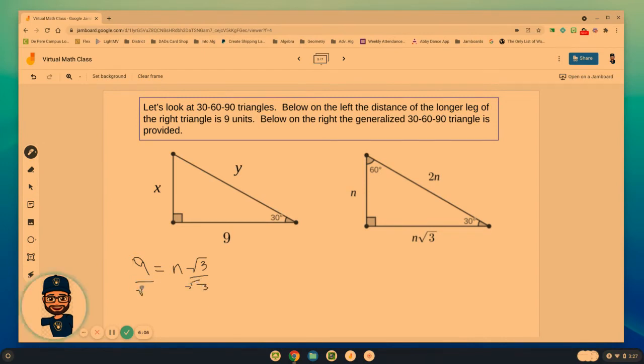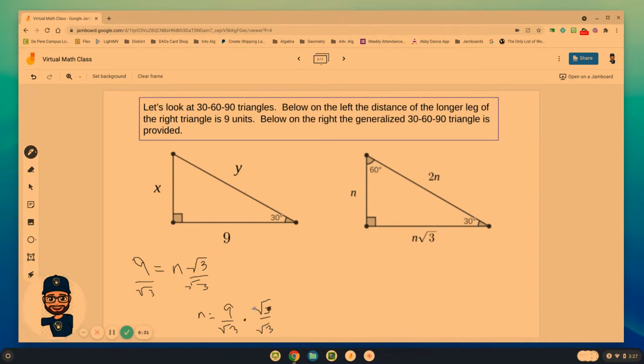Divide by the square root of 3. And we say that n equals 9 over the square root of 3. However, we don't like that answer because there's a square root, that radical in the bottom. So we are going to multiply by the square root of 3 over the square root of 3.